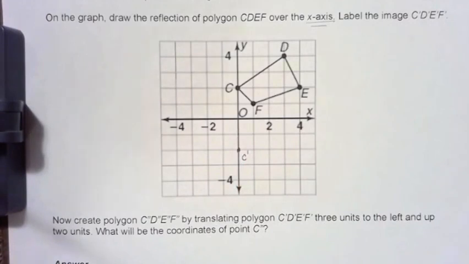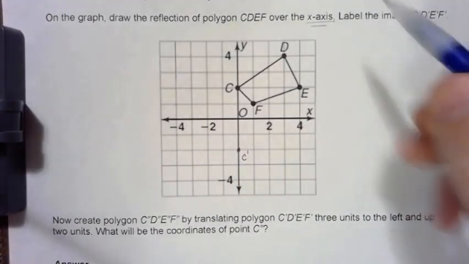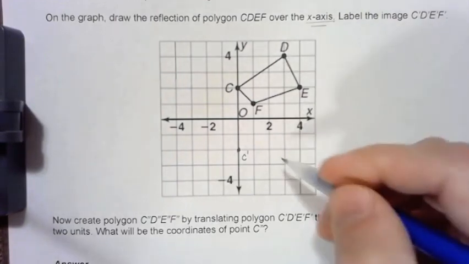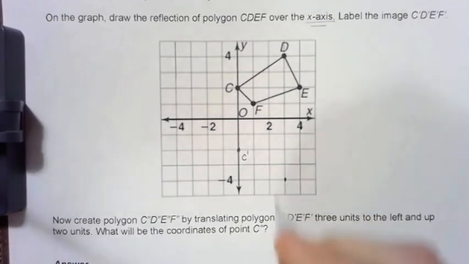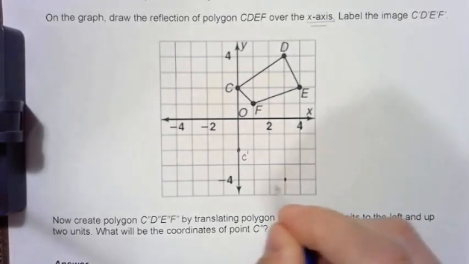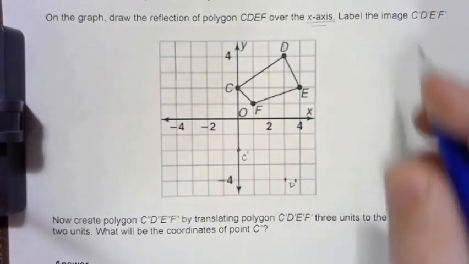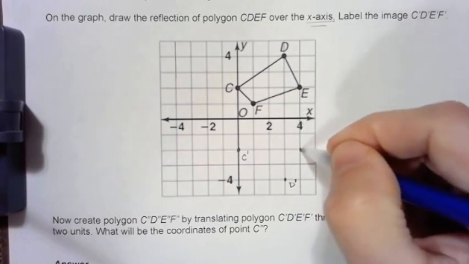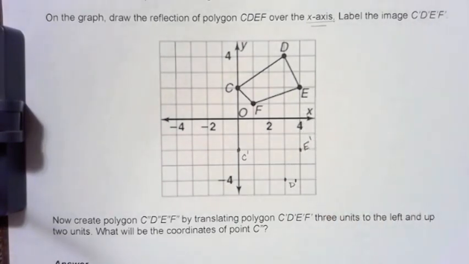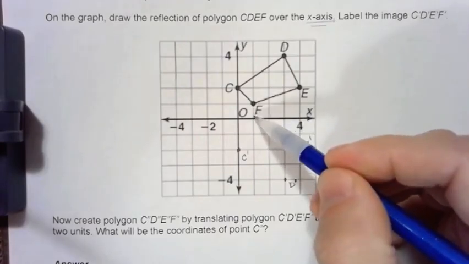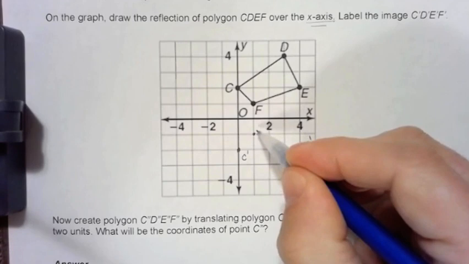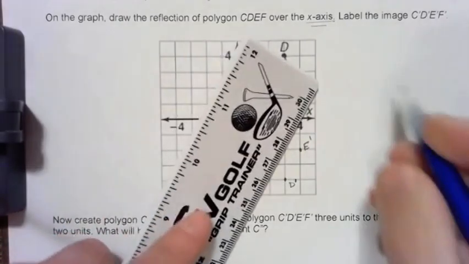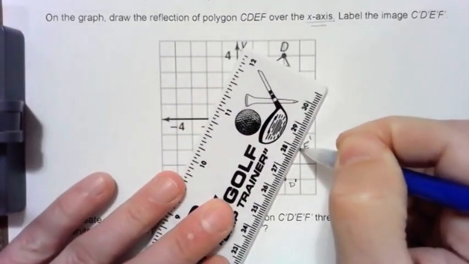There's C prime. All right, point D right here. Okay, that's 4 units above the x-axis, so point D prime is going to be 4 units below the x-axis. Right here is D prime. Okay, and then after that, point E is right here, 2 units above the x-axis. The image E prime is 2 units below. And finally, point F is 1 unit above, so F prime right here is going to be 1 unit below the x-axis. Okay, so we can go ahead and connect those points now with our ruler.